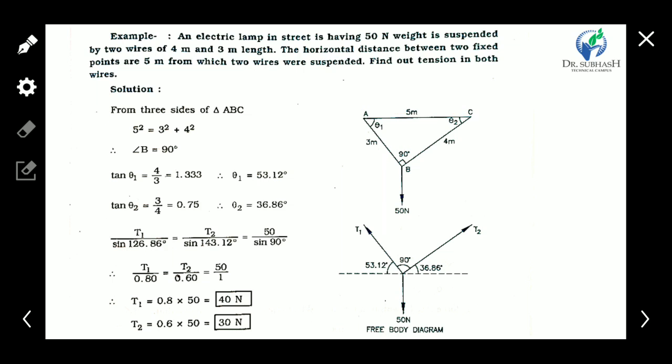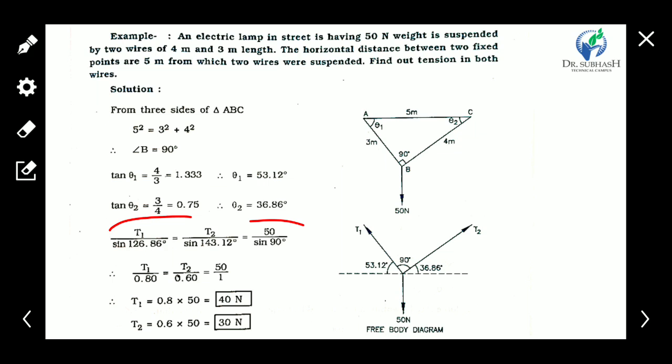So the first angle is known. Now all the sides are known, so with the help of trigonometry, first tan theta. This angle is denoted by theta 1, and this angle is defined by theta 2. Tan theta is equal to opposite side upon nearby side, 4 upon 3. We get the value of theta 1 as 53.12 degree, and similarly 36.86 degree.